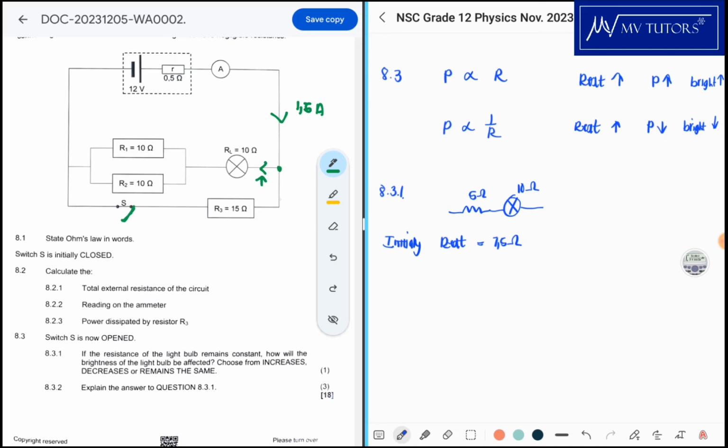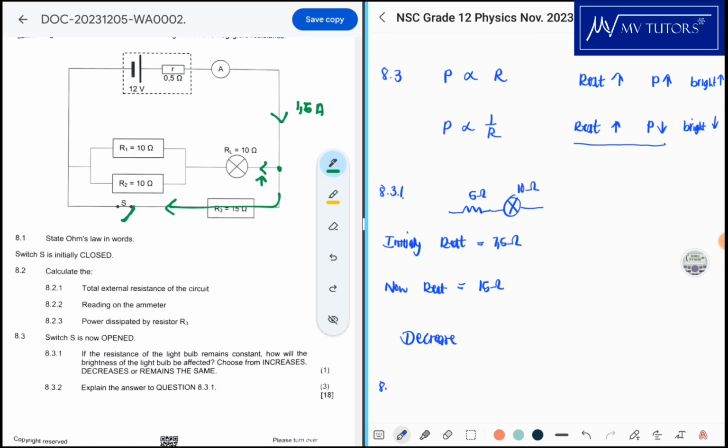But now that the current is not passing through here anymore, now our external resistance would be 10 plus 5, which is 15 ohm. Okay, so in here, what are we saying? We're saying our external resistance, looking at this parallel connection, it has increased, therefore the power would have reduced and the brightness will reduce. So now 8.3.1, how will the brightness of the light bulb be affected? Well, basically, it will decrease.